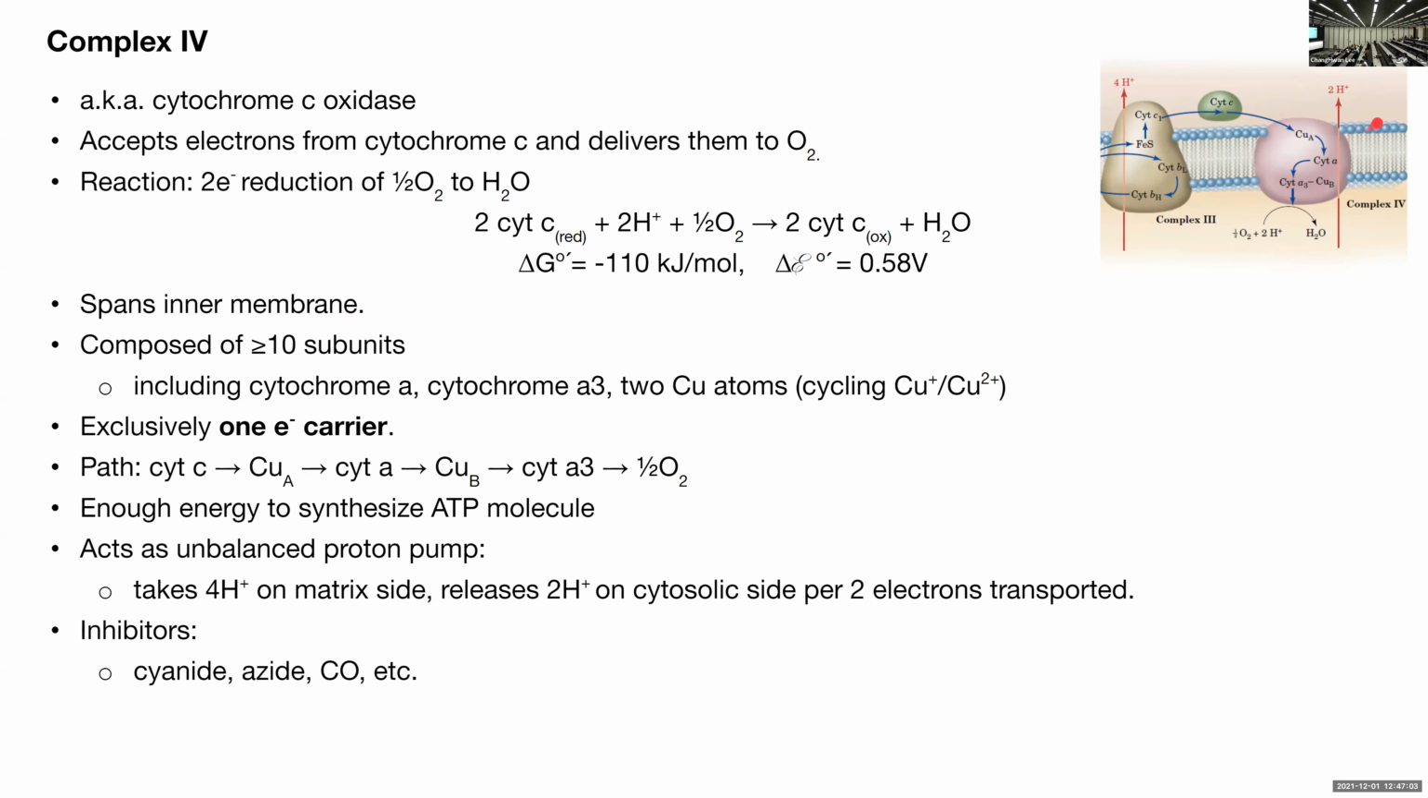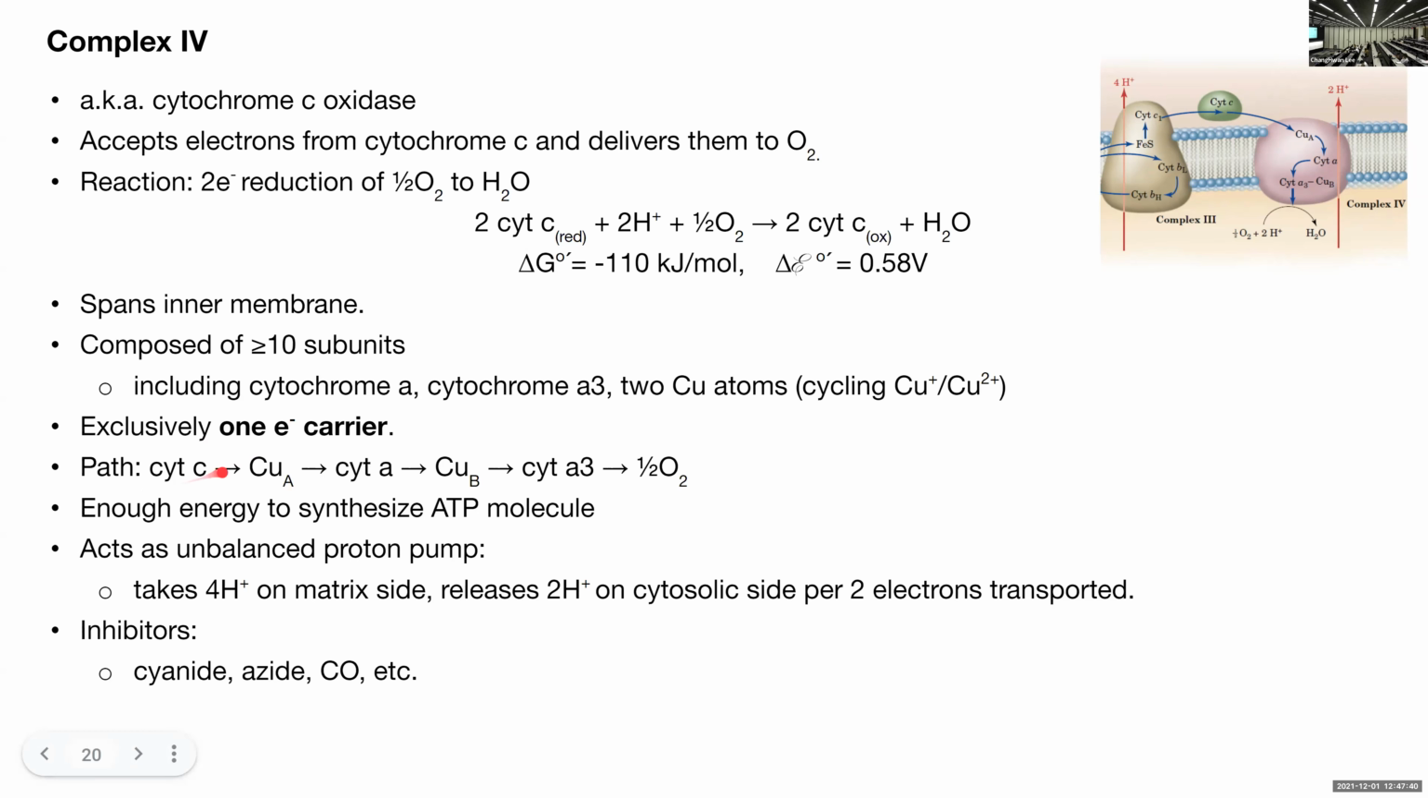And again, it depends on the inner membrane, composed of at least 10 subunits. So it's a pretty bulky complex too, including cytochrome. So you can see all these here: cytochrome A, cytochrome A3, and 2 copper ions, copper A and copper B here. And these copper ions are cycling through changing valency too. That is for the electron carrier, transferring the electrons. And again, this one is also just a 1 electron carrier.